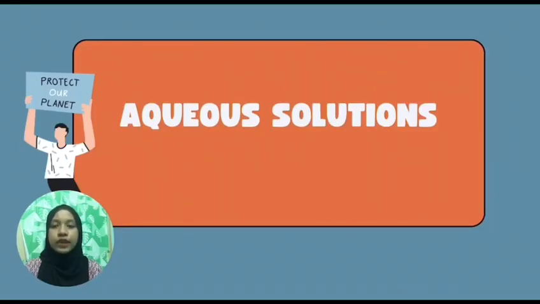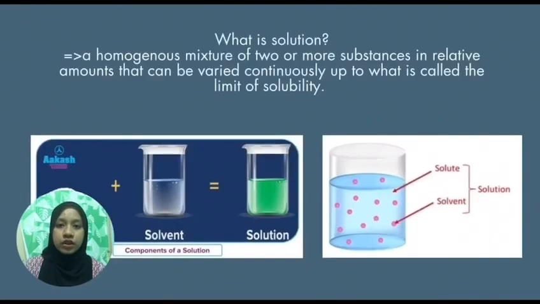0071C2. Today, I would like to present chapter 6, which is Aqueous solution. What is a solution? A homogeneous mixture of two or more substances in relative amount that can be varied continuously up to what is called the limit of solubility.